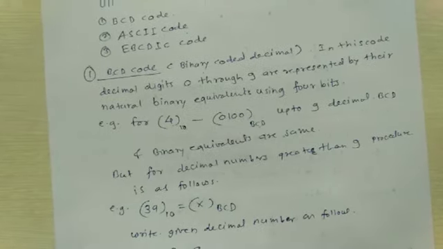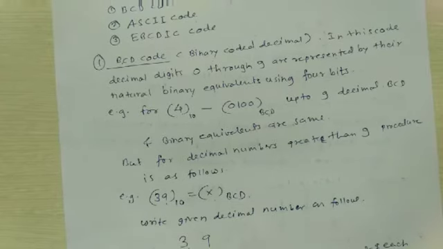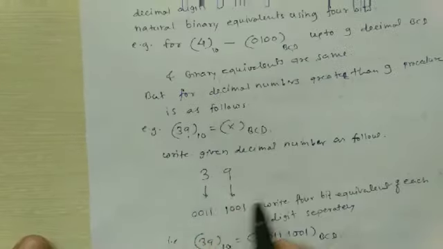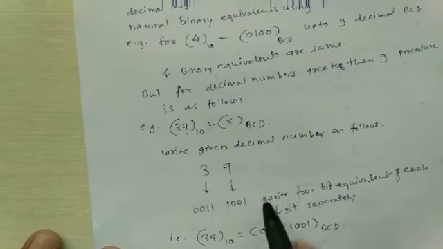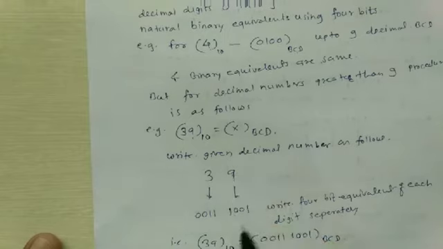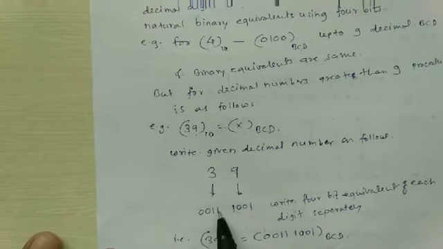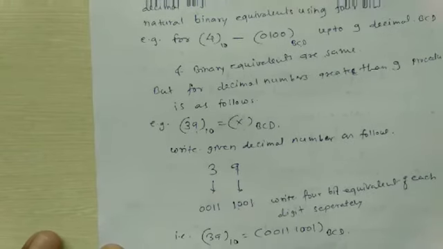So try one example. Decimal 39, we have to convert it into BCD. First, write the given number in such a way that there is some space or gap between adjacent digits. Then write the 4-bit binary equivalent of each number. So for 9, the 4-bit binary equivalent is 1001, and for 3 it is 0011. This is the BCD equivalent of decimal number 39.